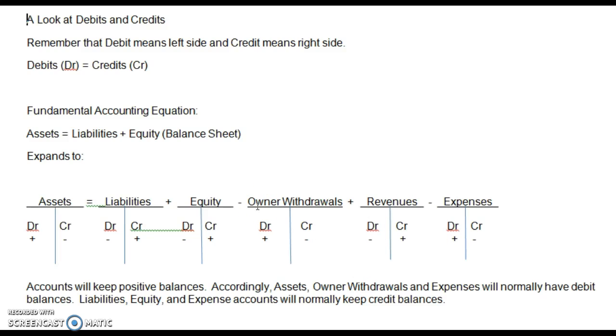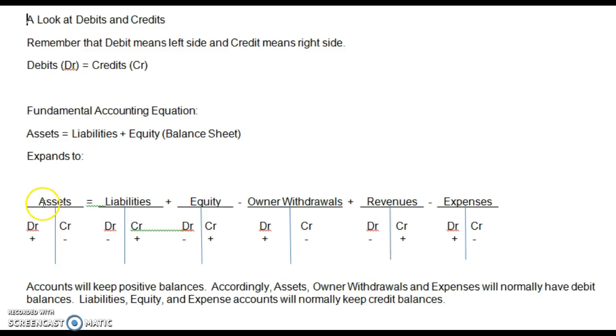Okay, withdrawals and expenses are taking money out of the business. That's reducing equity. So they're going to be just the opposite. Withdrawals and expenses are going to be a debit, and they're eventually going to be closed out into equity, and the debit is the negative.